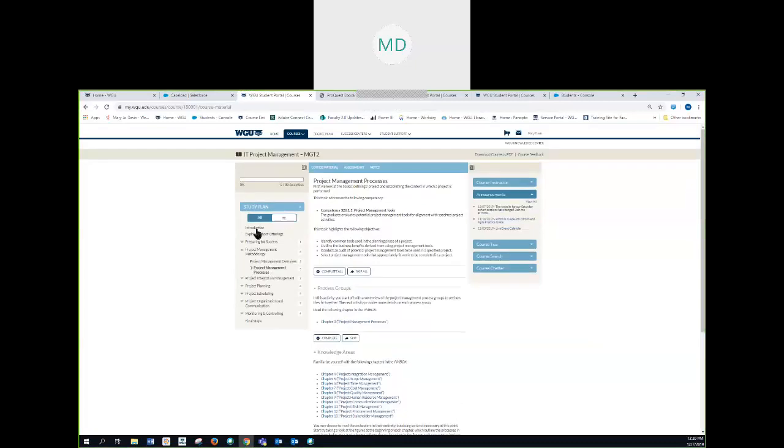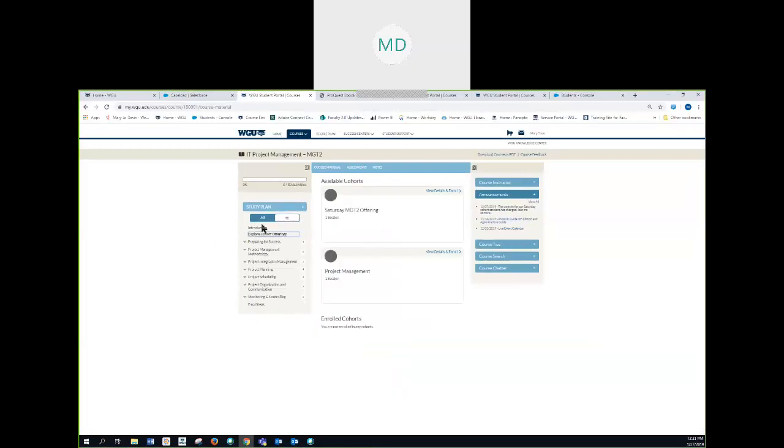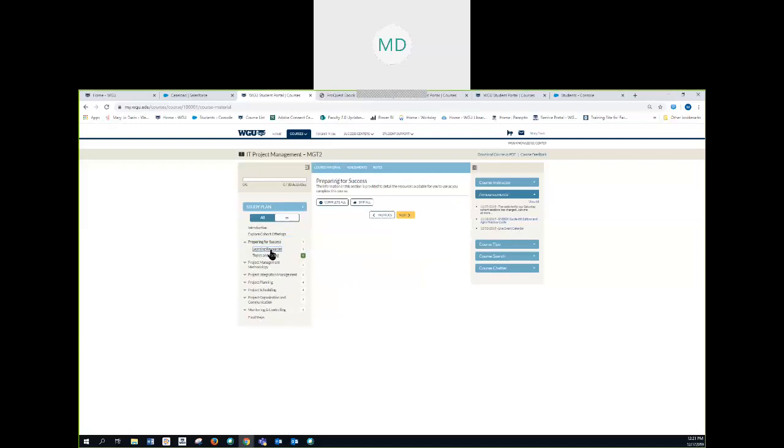This is the home page, and in this left-hand frame, you've got a whole listing of things to look at. You've got the introduction, you've got the cohort offerings, which you've obviously found because you're here today. There are different topics: preparing for success, project management methodologies, integration management, planning, scheduling, organizing, communicating, monitoring, controlling, and final steps. Now, when you're looking at preparing for success, they talk about the learning resources that are available and the topics and pacing they expect you should follow for the course.